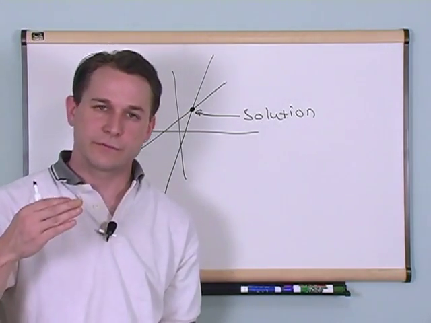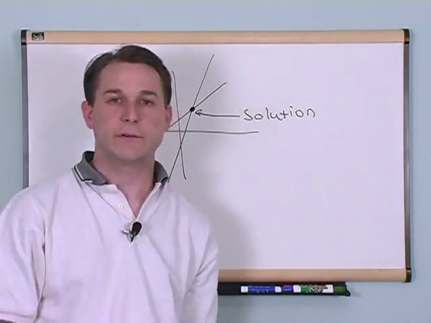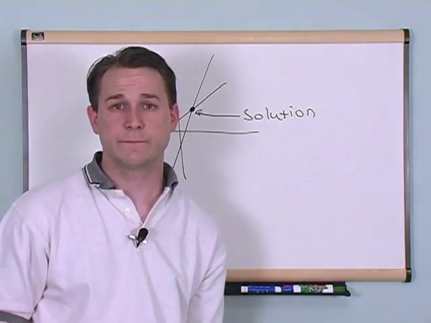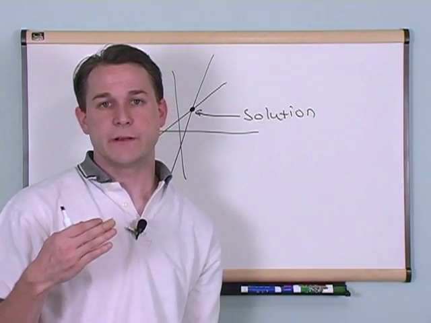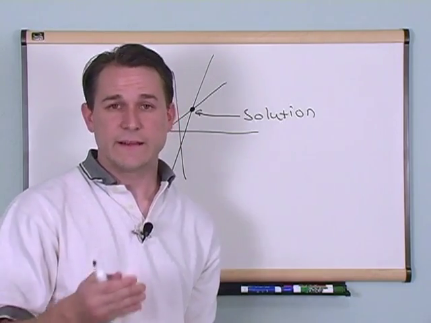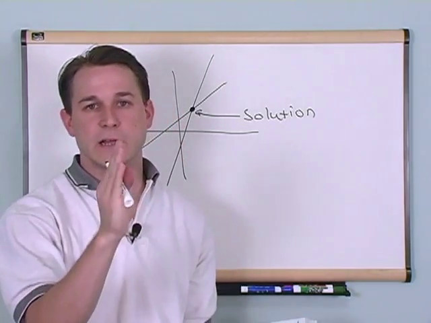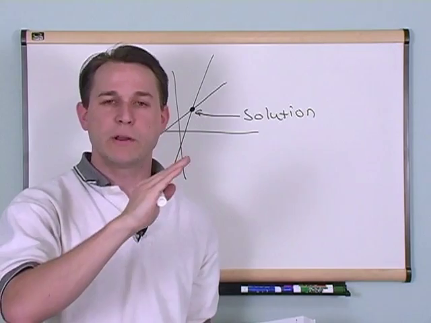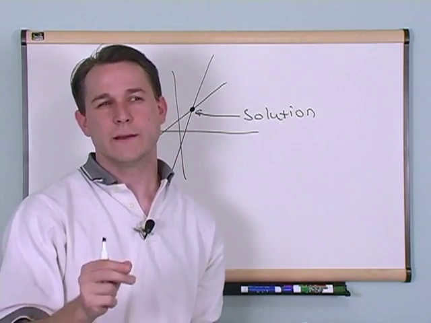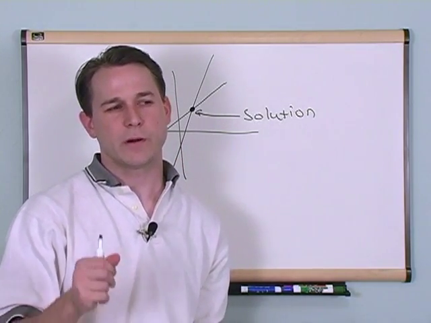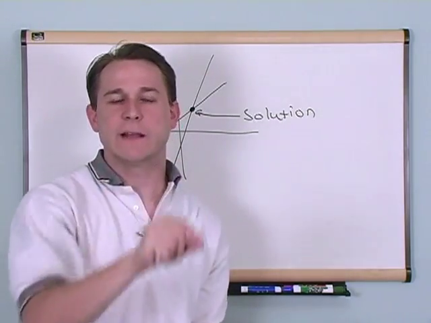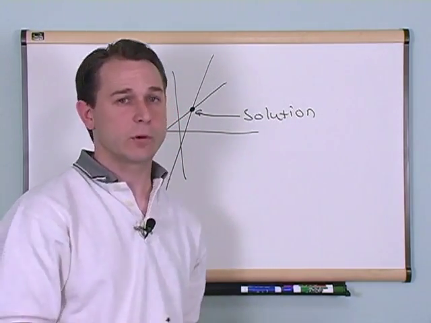We're going to learn a lot of different techniques to find this special solution. What it means is it's the point at which both of those lines coincide. So it's the point at which both of those lines are true. What I mean by true is it's the point where that point satisfies both lines at the same time. And that will become very important later on.